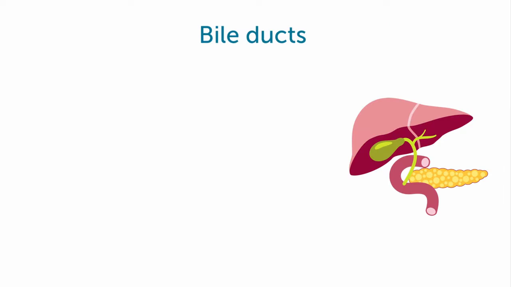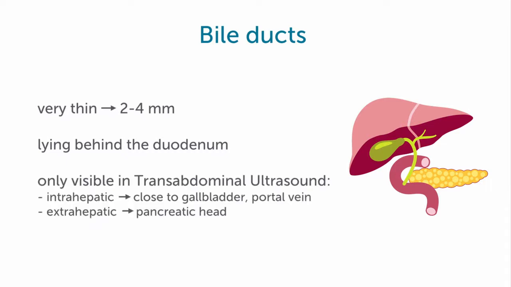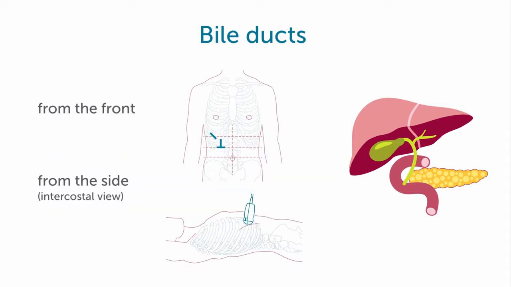The bile ducts are normally very thin, having a diameter from 2 to 4 millimeters, lying partially behind the duodenum, and you can only see them in transabdominal ultrasound here in the intrahepatic part, lying close to the gallbladder, lying close to the portal vein, and sometimes here in the extrahepatic part in the pancreatic head. There is one structure giving you an idea where you have to look for the bile ducts. This is the portal vein.